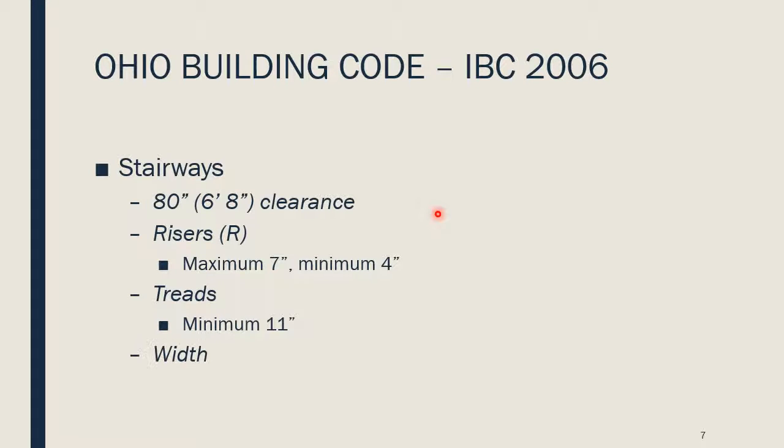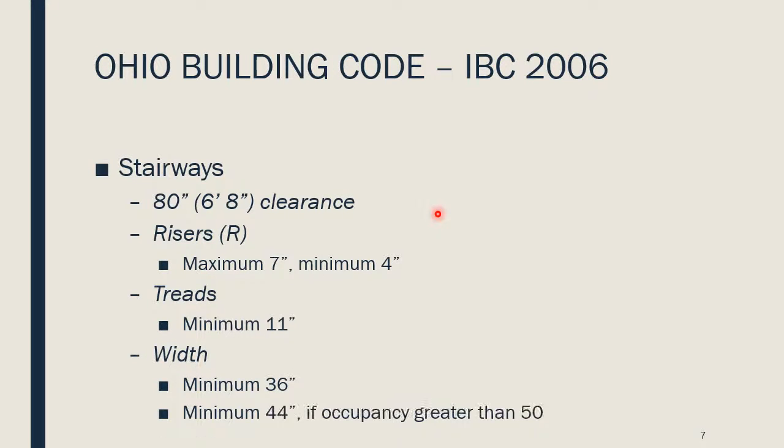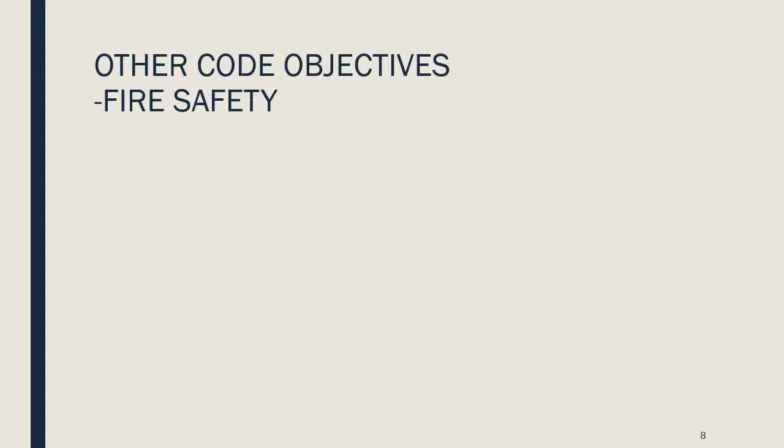The code also requires that the width of stairways be a minimum of 36 inches wide. But if the occupancy of the building is going to be greater than 50, you have to have at least 44 inches. Now, the drawing we just looked at did not show us what the width was, so we can't compare. But those are some of the things that we would look at in a building code.